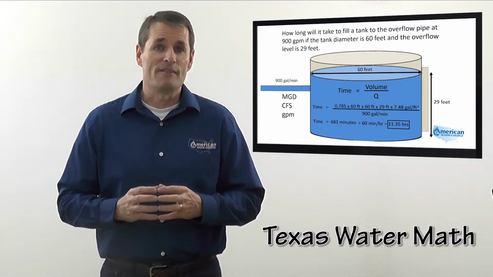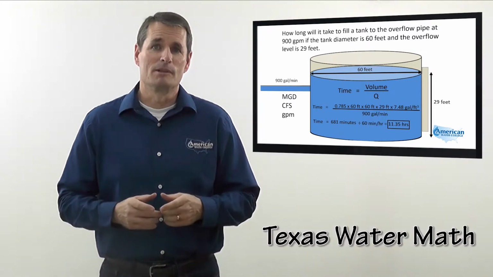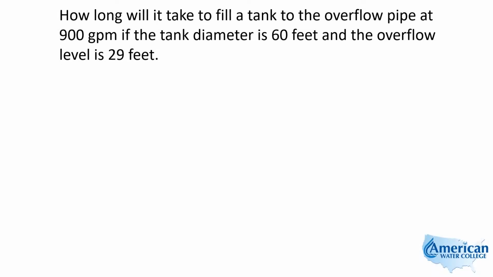Watch as I use my 5-step approach to solve this problem. How long will it take to fill a tank to the overflow pipe at 900 gallons per minute if the tank diameter is 60 feet and the overflow level is 29 feet?